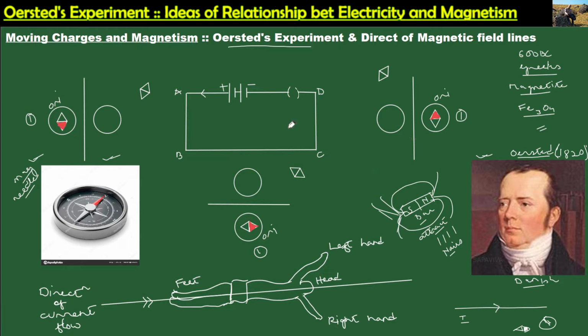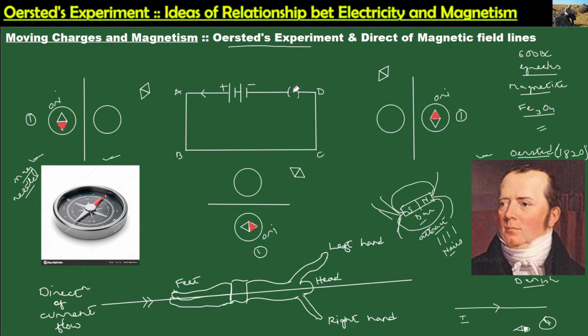The moment I pass current, and bring this magnetic needle very near to this wire AB, very near to this wire BC, and very near to this wire CD, Hans Christian Oersted observed that there is some kind of deflection, which convinced him that there is a magnetic property associated with that current carrying wire.